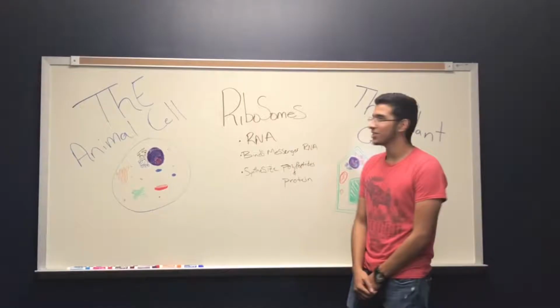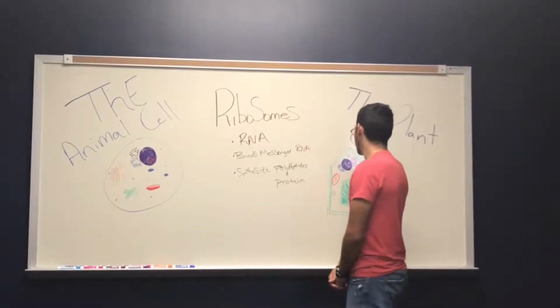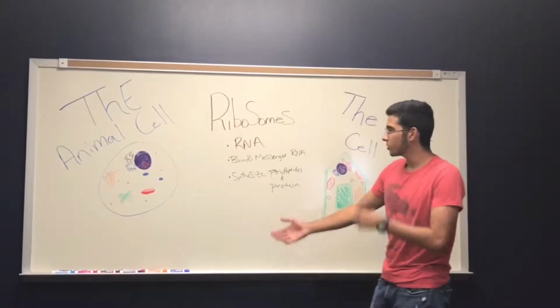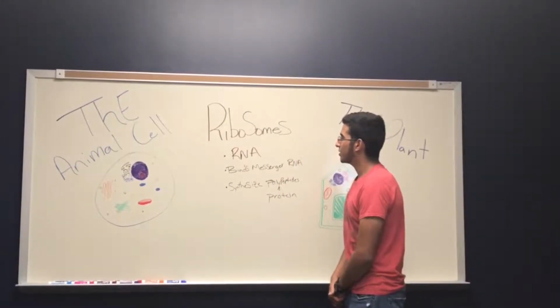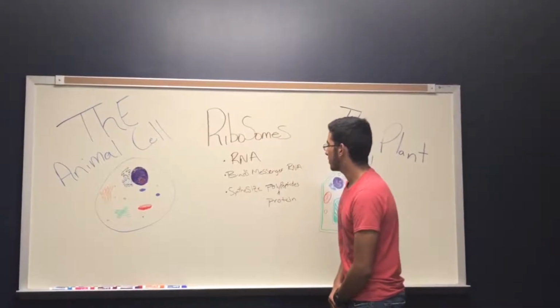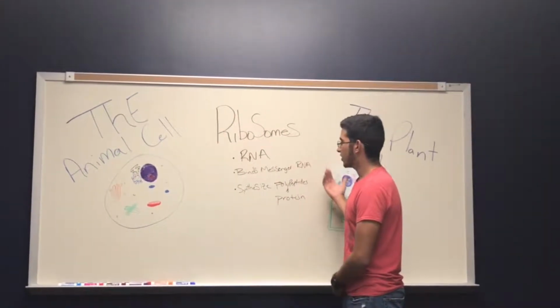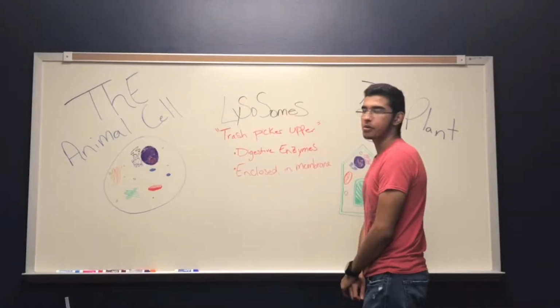Hello, my name is Angel, and today I'm going to be presenting ribosomes. They are found both in the plant cell and the animal cell. They are located within the rough ER. They consist of RNA and other proteins. They basically bind messenger RNA so that they can synthesize polypeptides and proteins.